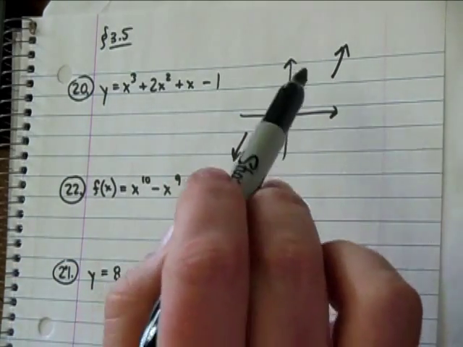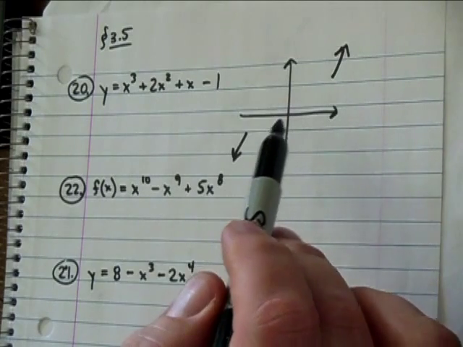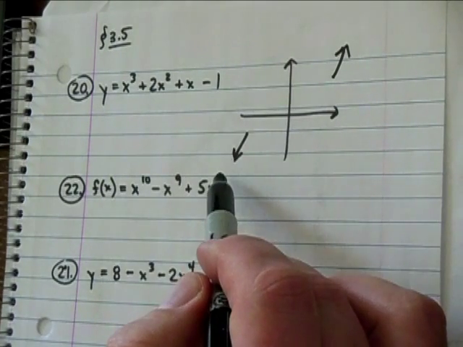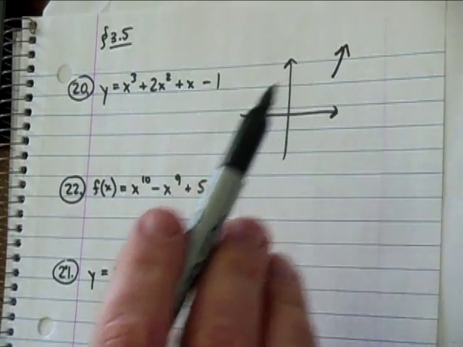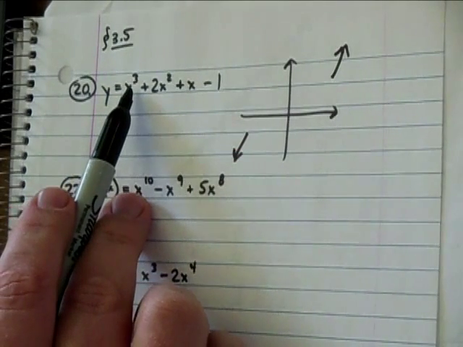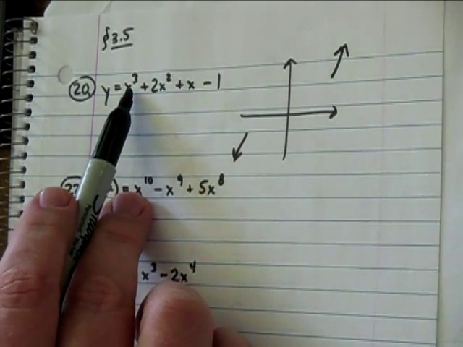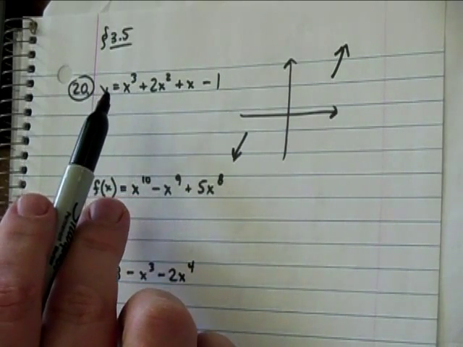It could do all kinds of crazy stuff here in the middle, but we know that one end is going to go down to negative infinity and one end is going to go up to positive infinity. So that's whenever the degree is an odd number. The highest power of the variable is an odd number.